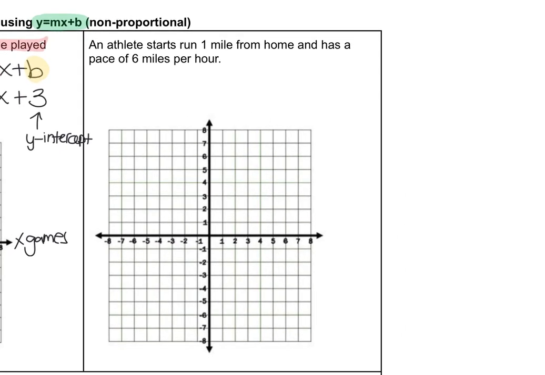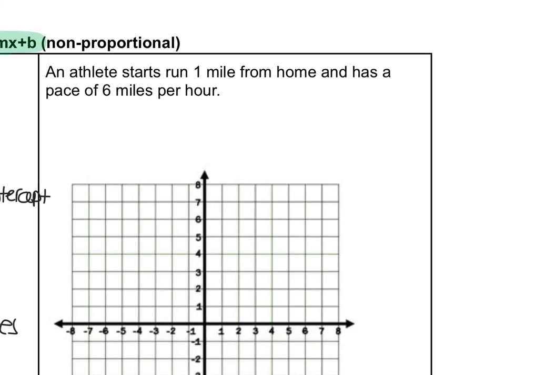Number 2 here, an athlete starts a run 1 mile from home and has a pace of 6 miles per hour. So my starting distance is already at 1 mile. That's not something I'm doing multiple times. It's just where I'm starting from, so that's going to be my y-intercept. One mile. So I'm starting at 1 mile. So that's going to be my value for b, 1 mile.